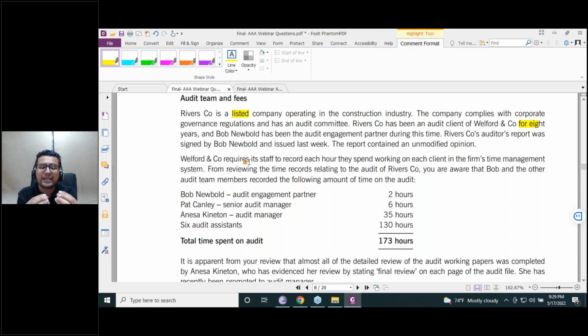A good student can create a quality-based issue out of this. 2 hours from Mr. Bob, that's not appropriate at all. It's not acceptable on any given day, not at all. The senior audit manager, just 6 hours. Audit manager, reasonable 35 hours. But we have to evaluate whether the audit manager is sufficiently experienced and competent enough. 6 audit assistants, who are hardly competent, have been allocated 130 hours.